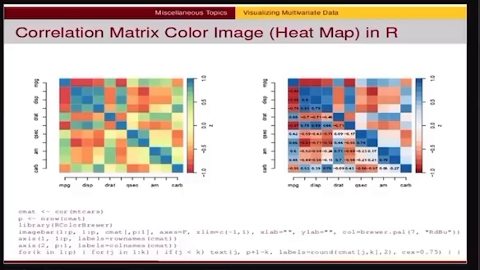Has anybody heard about MDS, multi-dimensional scaling? Because you have so many variables, how can I project from a high dimensional space into a lower dimensional space in such a way that the distance in the original high dimensional space will still be retained in the lower dimensional space? That can be achieved using MDS, multi-dimensional scaling.